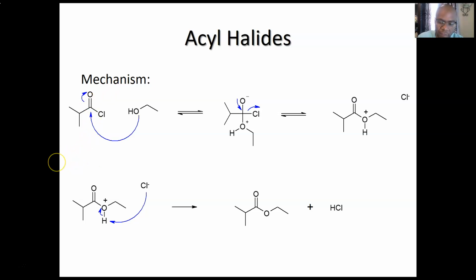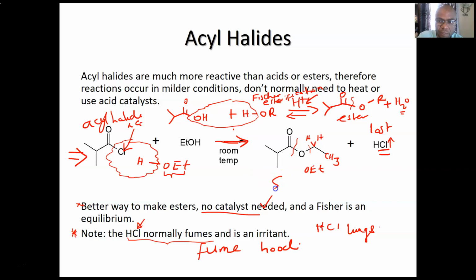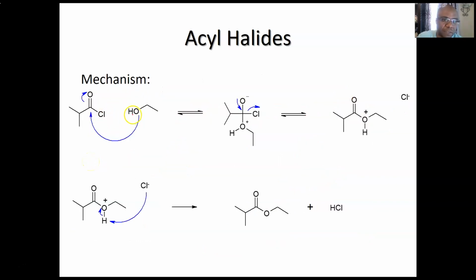So mechanistically, if you want to do esterification using an alcohol and an acyl halide, the mechanism is like this. You see, we don't have an acid catalyst. This time I don't need to use this oxygen to accept a proton. So use your lone pair to attack the carbonyl of the acyl halide. That's your acyl halide, and this is your alcohol. It's an alcohol because you have HOR.